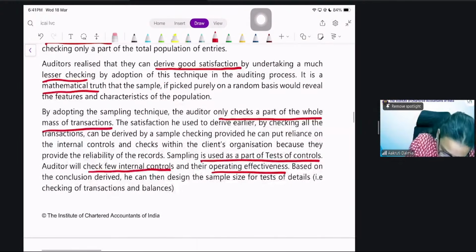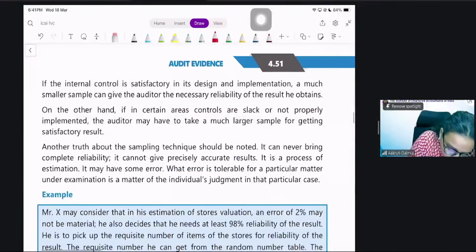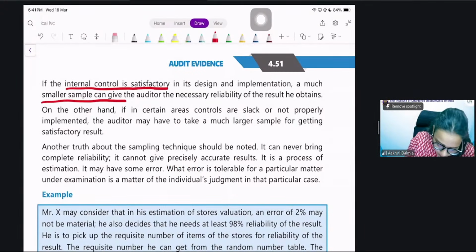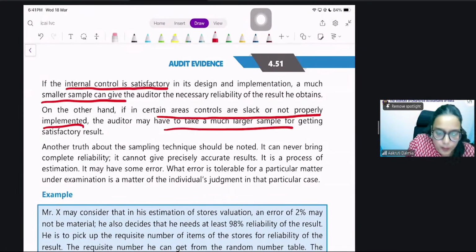On the basis of this, he can then design the sample size. If internal control is satisfactory, small sample will be okay. But if control systems are slack or not properly implemented, auditor will have to take much larger sample. This also we have discussed, okay?